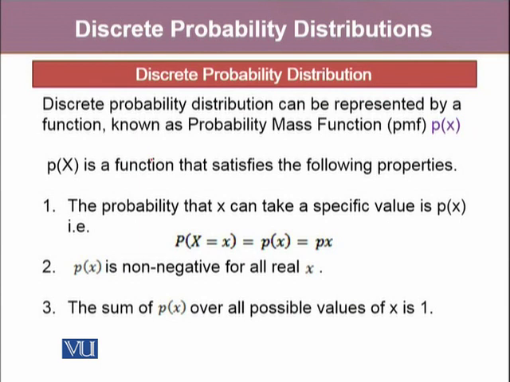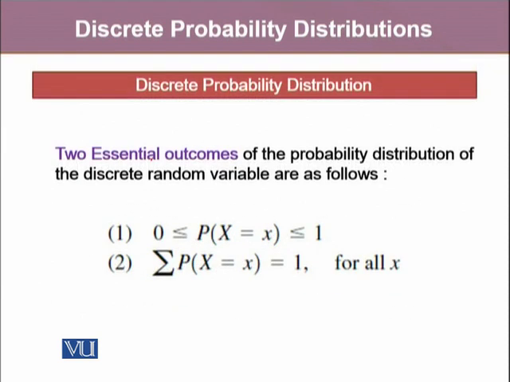Discrete probability distribution can be represented by a function known as a probability mass function, which is usually denoted by P of x. P of x is a function that satisfies the following properties. The probability that x can take a specific value is P of x, which is going to be a very specific value. All the probabilities are going to be non-negative for all the real values of our random variable. Moreover, the sum of the probabilities over all possible values of the random variable should be 1.